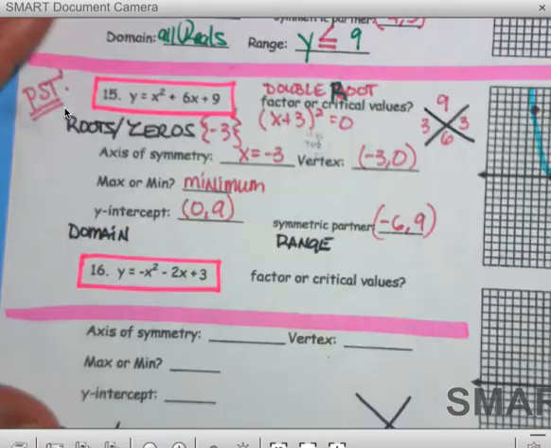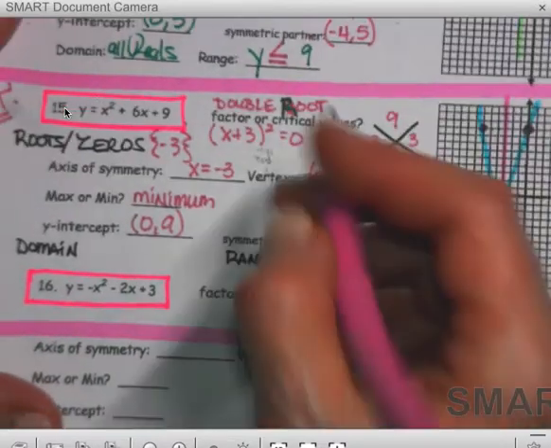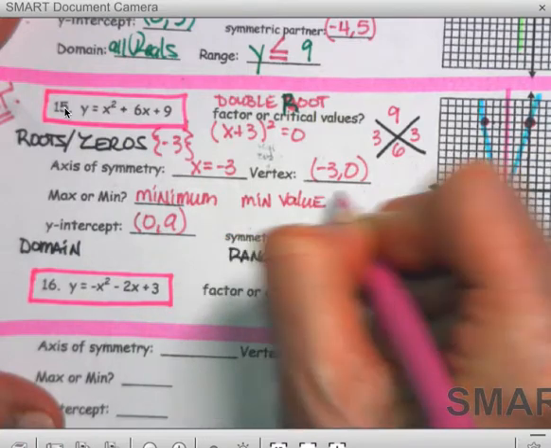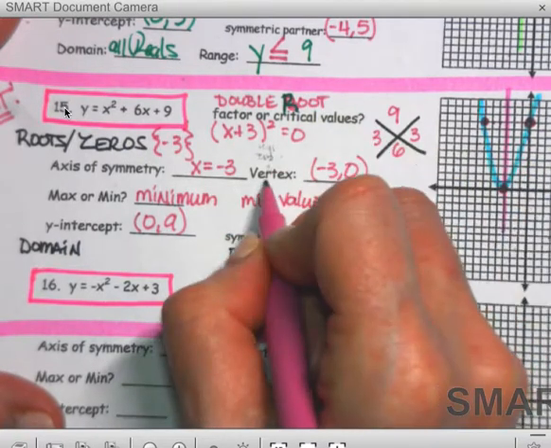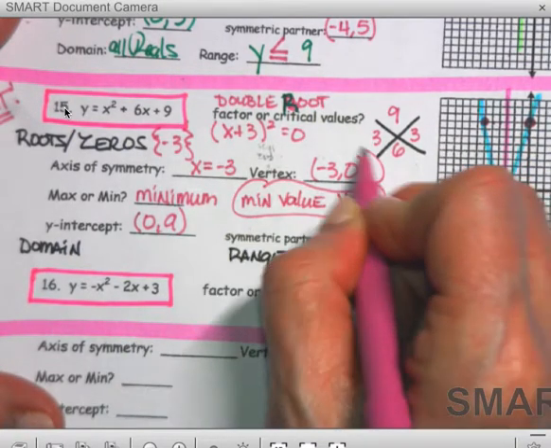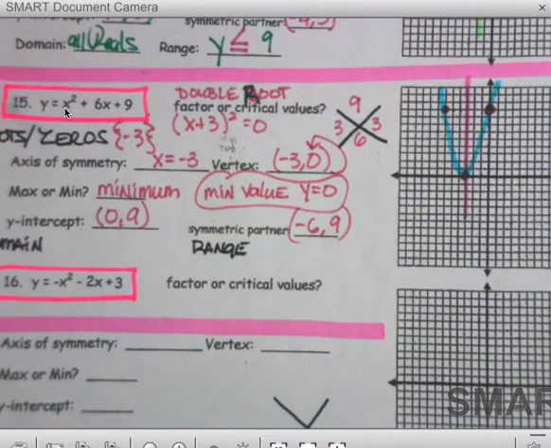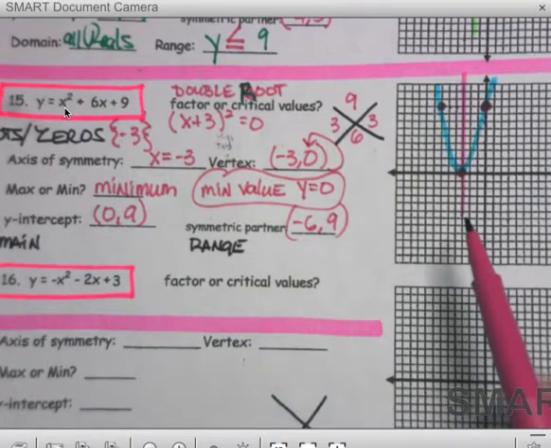The minimum value, if I were asked to find the minimum value of the function, would be y equaling 0. So the value would be directly related to the y-coordinate of the vertex, and you would consider the vertex a minimum point on this graph.